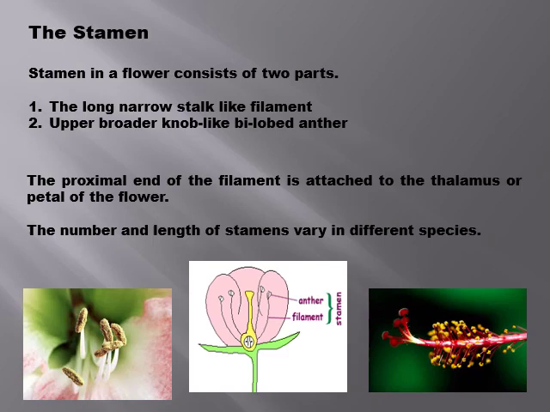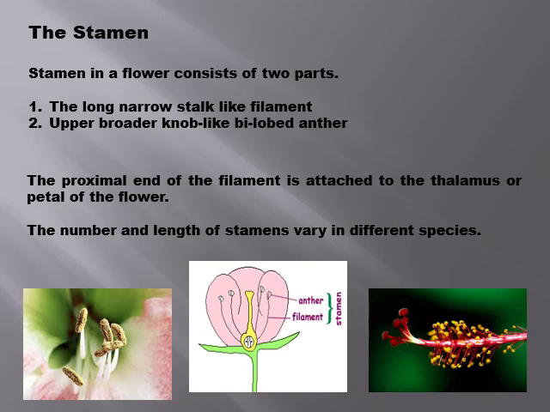The stamen. Stamen in a flower consists of two parts. Number 1, the filament. Number 2, the anther. The filament is a long, narrow stalk-like structure, while the anther is a broader knob-like structure. The proximal end of the filament is attached to the thalamus or the petal of the flower.